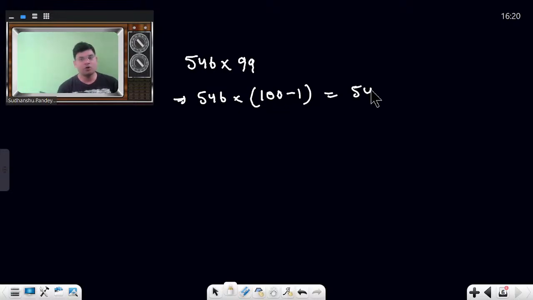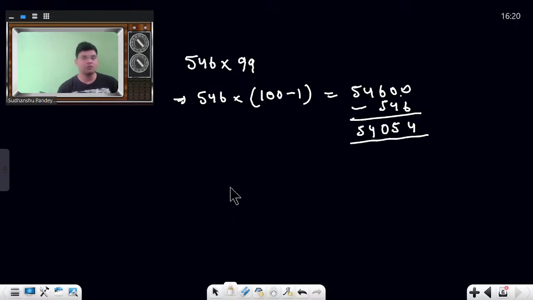Now same goes with the case of, suppose I ask you what is 546 into 99. So what will it be here? 546 into what should I write? 100 minus 1. So this is going to be 546 × 100 minus 546. So 54600 minus 546 gives 54054. Understood? See, we have got it in a very short method.